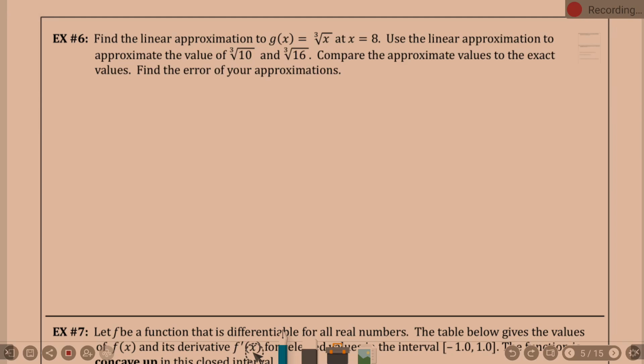Find the linear approximation to g of x equals the cube root of x at x equals 8. Use the linear approximation to approximate the value of the cube root of 10 and the cube root of 16. Compare the approximate values to the exact values. Find the error of your approximation.